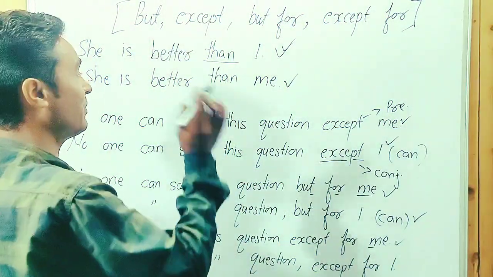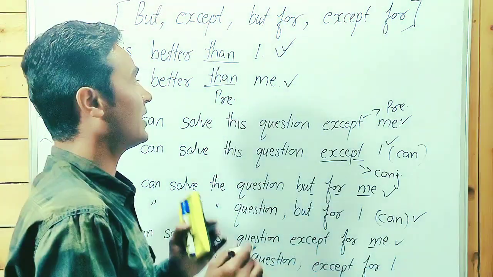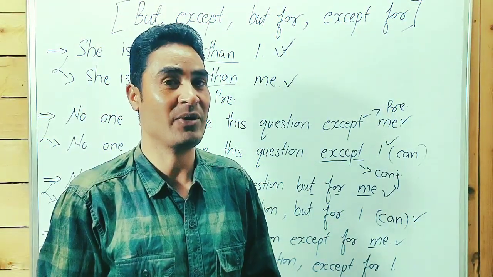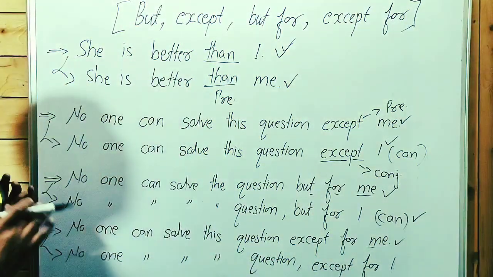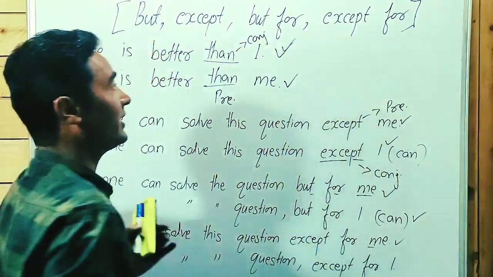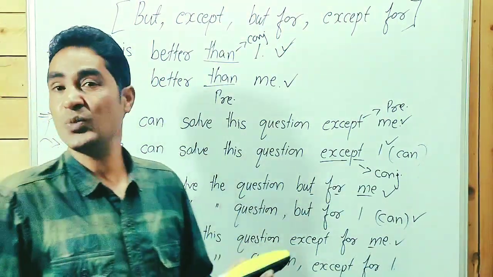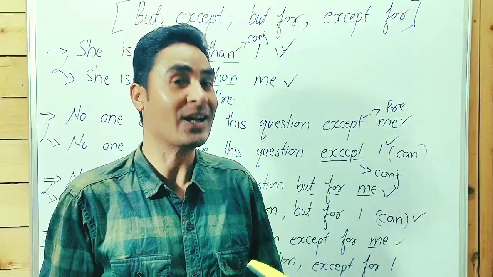She is better than me. Guys, than is over here a preposition. After a preposition we use the objective case of the personal pronoun. So she is better than me. I'm so sorry, I'm writing roughly. She is better than me and she is better than I. Both the sentences are correct.